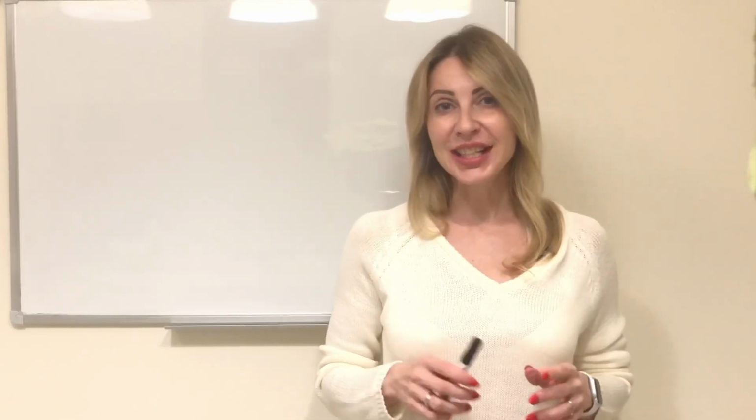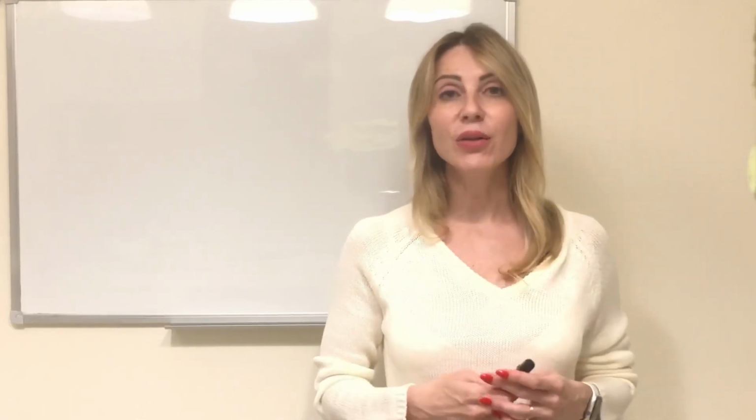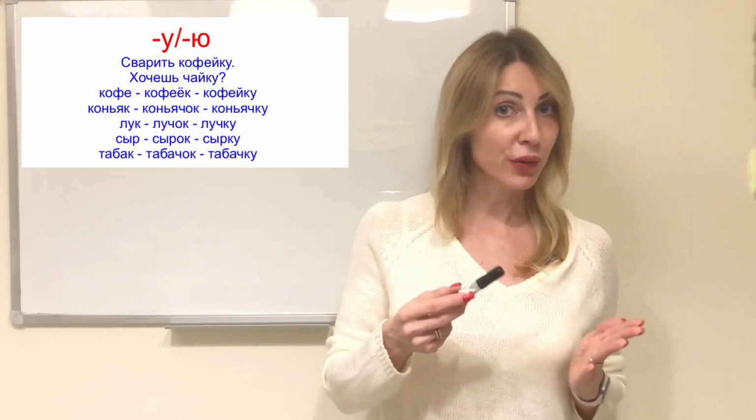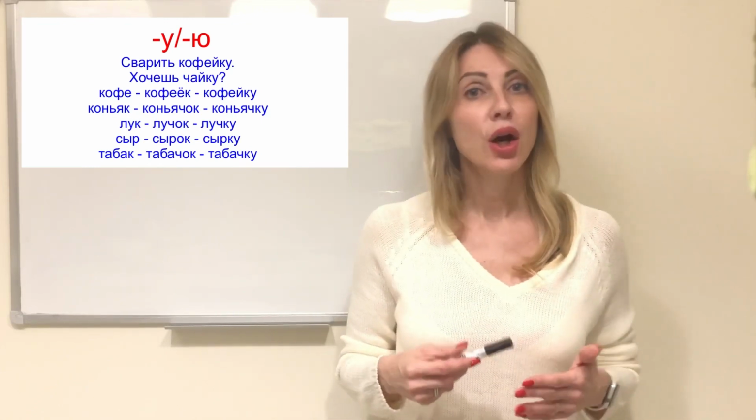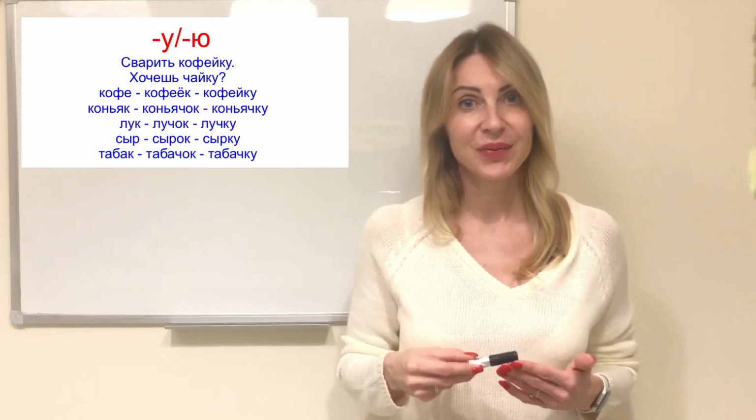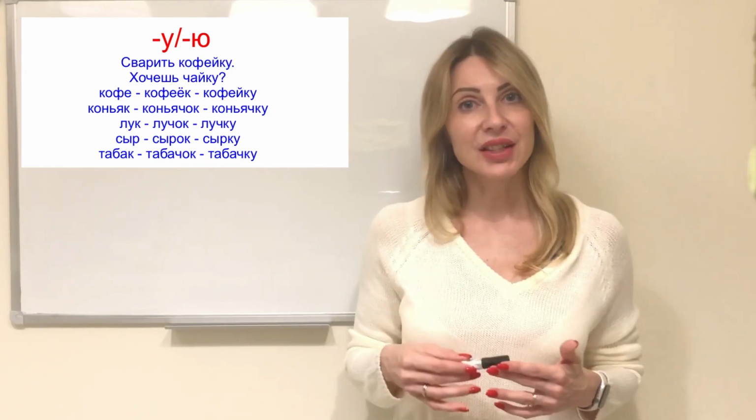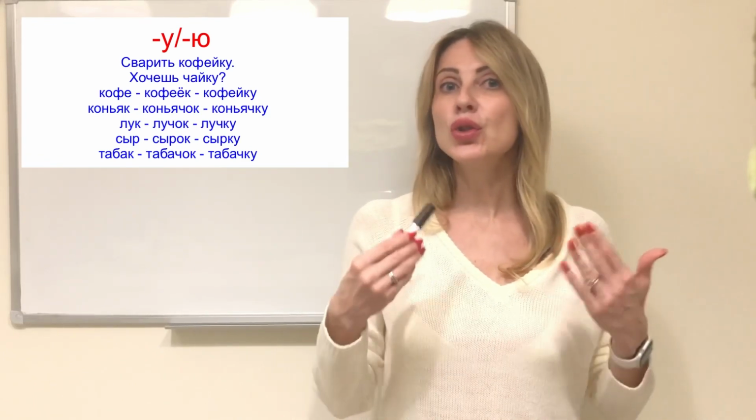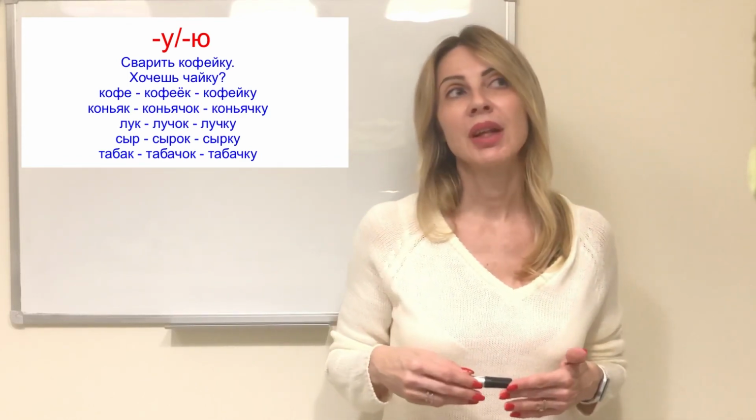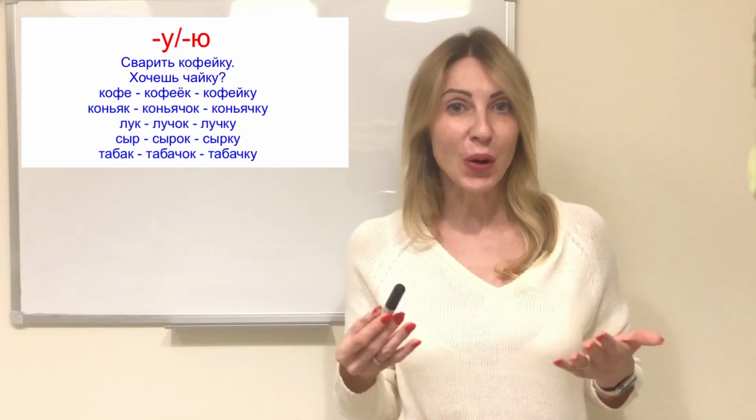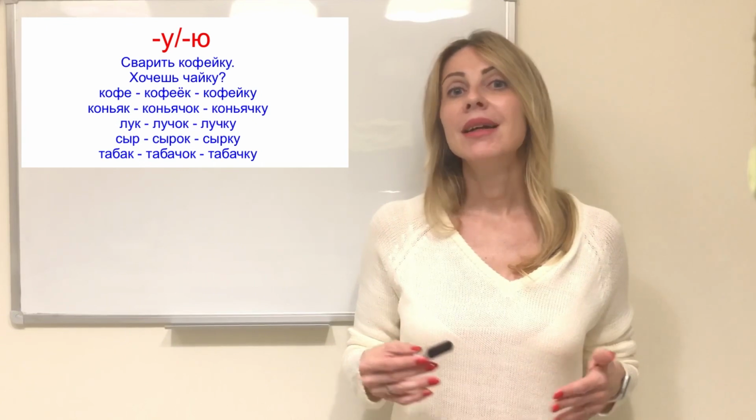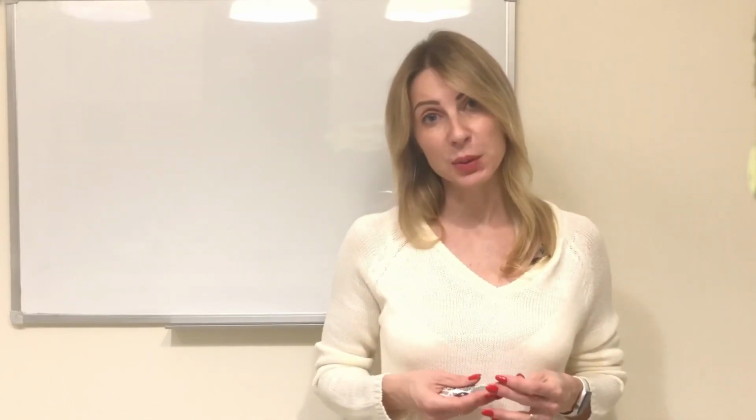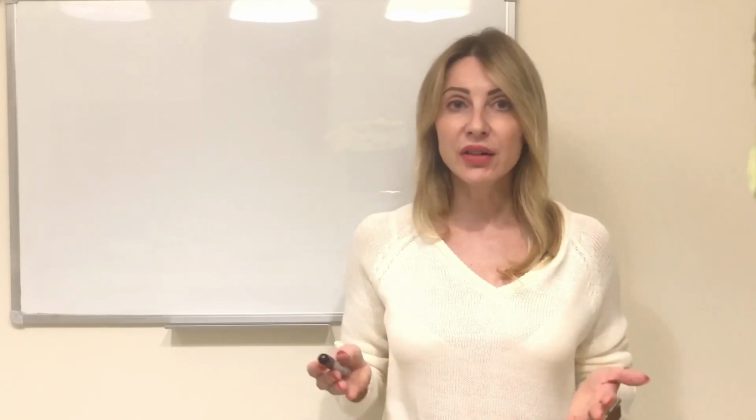Go further. Genitive endings у, ю are most consistently found in unstressed diminutive forms. Сварить кофейку, from кофеек, to boil some coffee. Хочешь чайку, from чаек, would you like some tea? Others include коньячку, from коньячок, коньяк, brandy, лучку, from лук, лучок, сырку, from сырок, cheese. Табачку from табак, табачок.